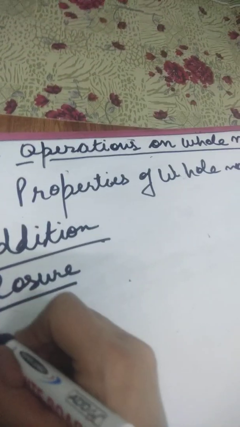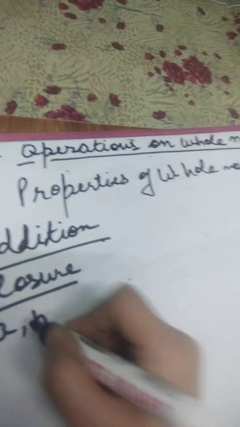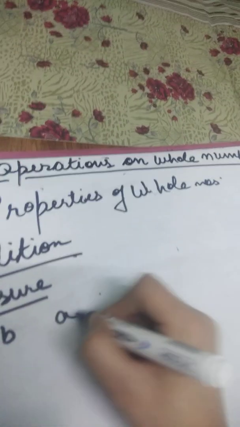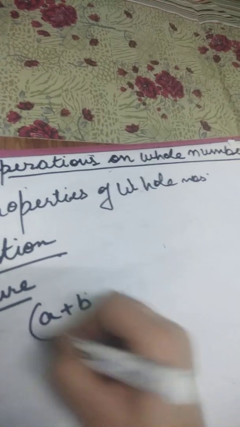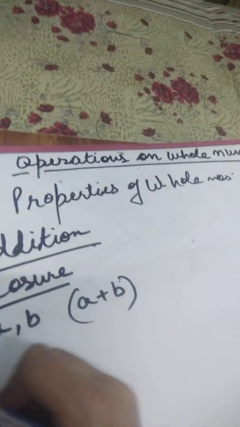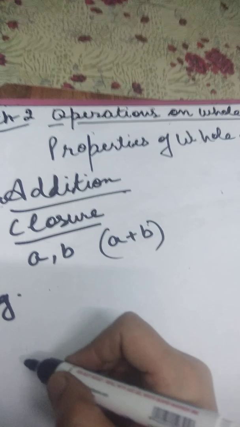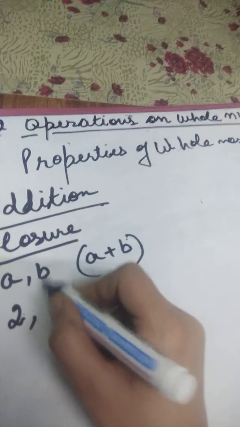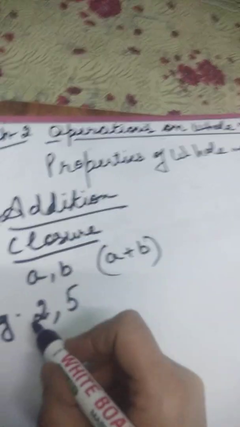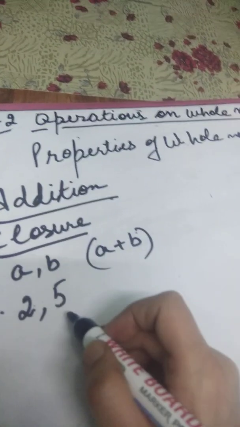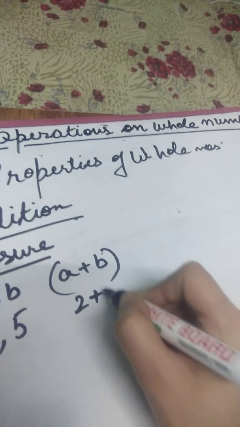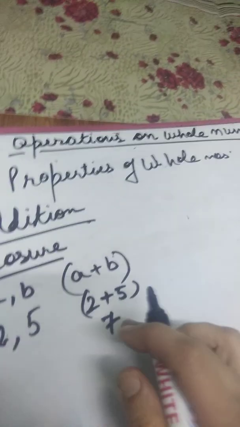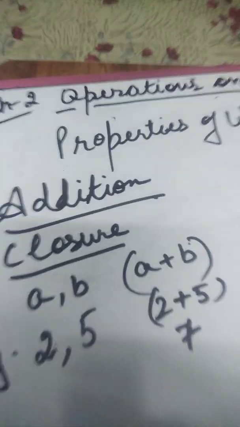Generally, if we say A and B are whole numbers, then A plus B is also a whole number. I'll show you by an example. For example, I take A as 2 and B as 5. 2 is a whole number, 5 is a whole number. When you add them you get 7, and 7 is also a whole number. So this is the closure property of addition.